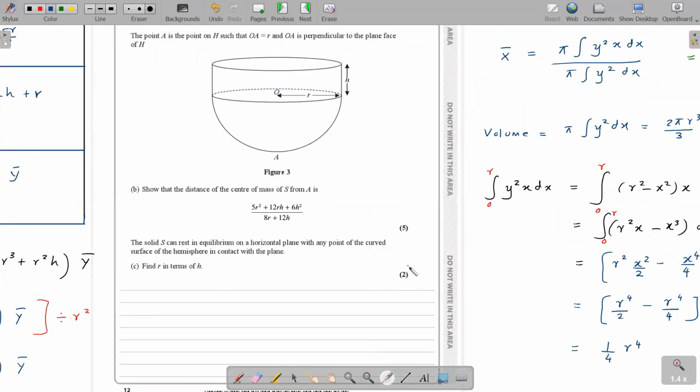It's simply 2 marks. Okay. The solid disk can rest in equilibrium on a horizontal plane with any point on the curved surface of the hemisphere in contact with the plane. Find R in terms of H. What do you mean that when any point of the curved surface is touching the plane, it's resting in equilibrium?